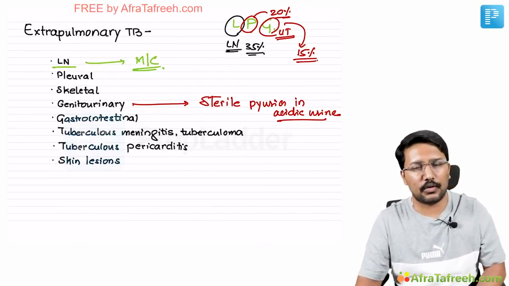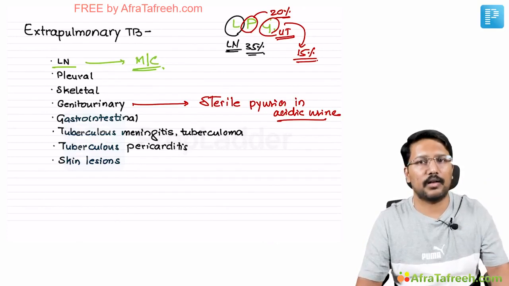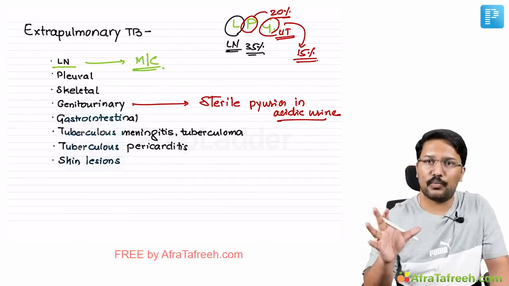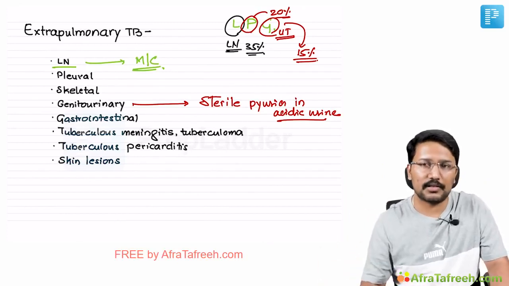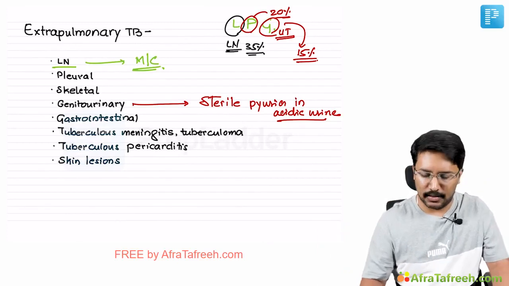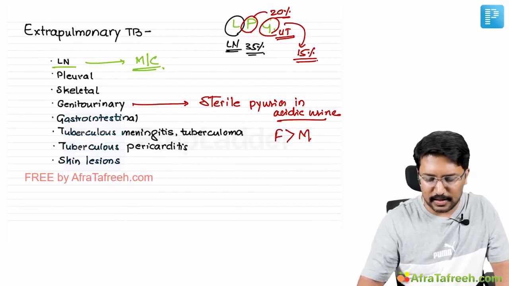When we talk about genitourinary tuberculosis, any organ or structure that is part of the genitourinary system can be affected, right? So your kidneys can be affected, your ureters, your bladder and the structures beyond the bladder, and when we talk about females, even the endometrium and fallopian tubes can be affected, right? In fact, genitourinary tuberculosis is more common in females than males.